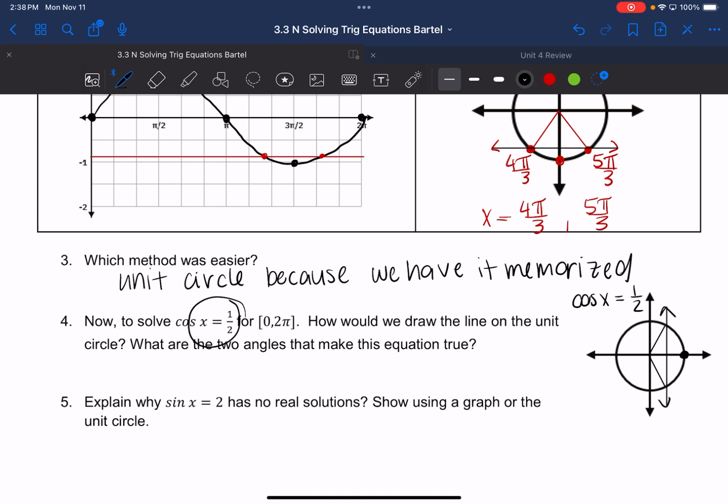So what is x? Degrees or radians, either one. Pi thirds. Okay, so this one is at pi thirds because it's in quadrant 1. This one is just a multiple of it in quadrant 4, because cosine's positive in quadrant 4, right? So what multiple would that be? Good.